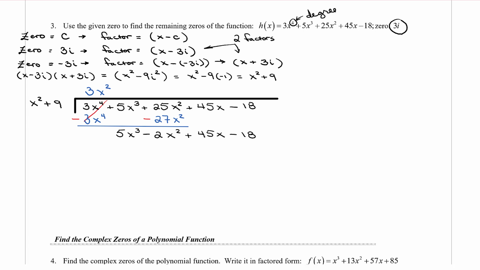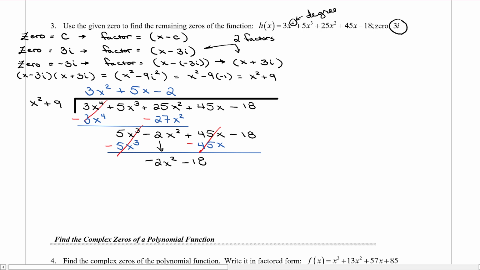In order to turn x squared into 5x cubed, I need to multiply by a positive 5x. So if I multiply x squared by 5x, I get 5x cubed, and 5x times 9 gives me 45x, and now I subtract, because that's what you do when you divide. We subtract in this step, and now the 5x cubes cancel out, and the 45x also happens to cancel out. Last but not least, we're going to multiply by a -2 so we can turn it into that -2x squared.